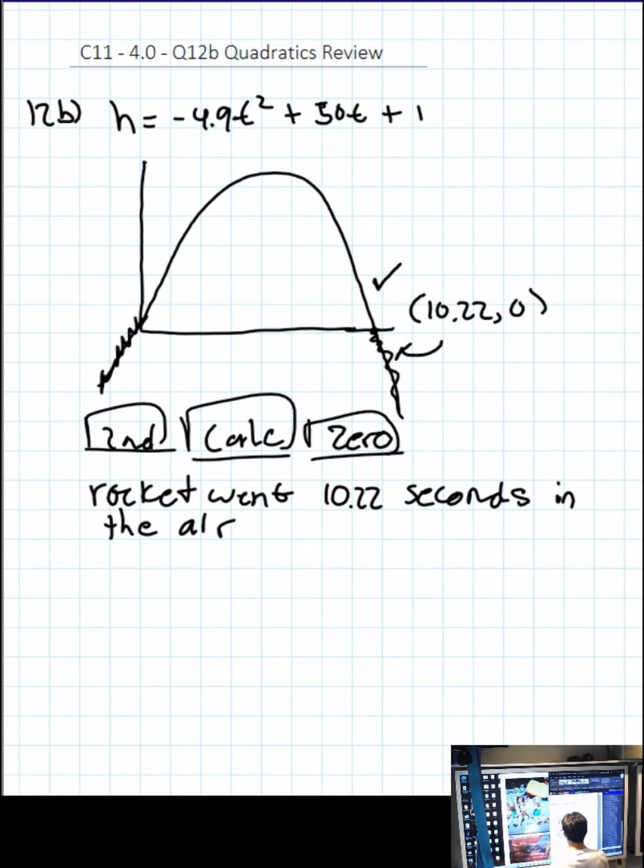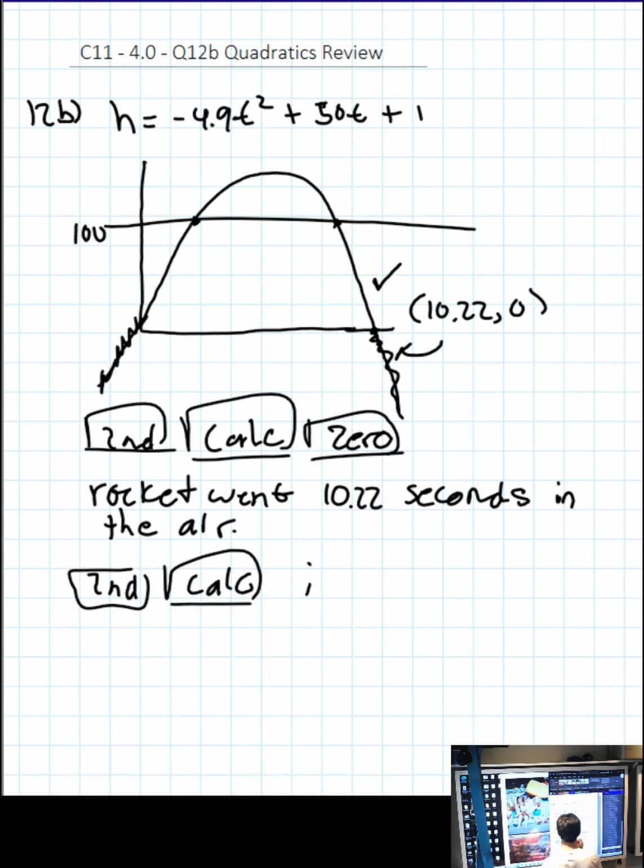Good, period. So now it's saying at what time is the height 100? So let's mark 100 on the y-axis and put a horizontal line, and let's find those two intersections. So in order to do this, let's write down the buttons down below. It's going to be second, calc, intersect, or int. And then we just need to go near the intersection. Let's do the one on the left first, and say enter, enter, enter. And it gives us the intersection of open bracket, 2.69, comma 100.